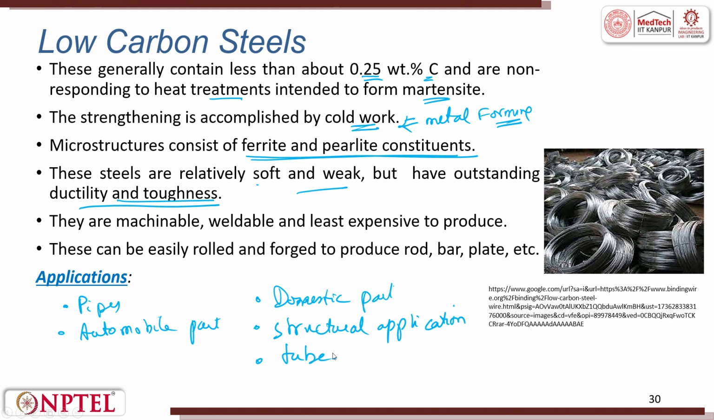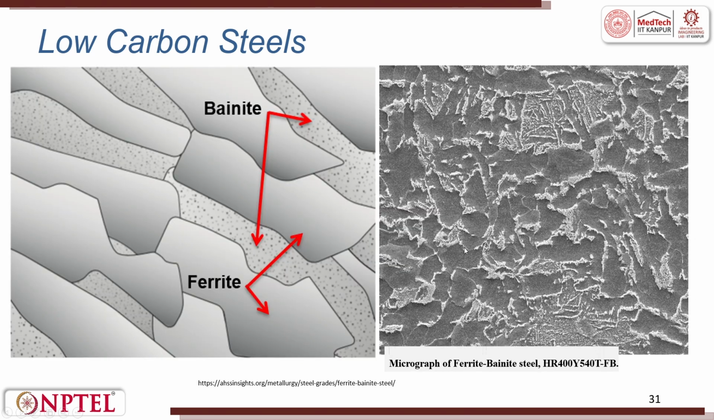Okay. So, they are machinable, weldable and least expensive to produce. They can be easily rolled or forged to produce rod, bar, plate, etc. Springs and wires can be made from here. So, this is the microstructure when you look into the low carbon steel. We will have a detailed discussion about it when we do heat treatment. So, you will see ferrite structures here, these are ferrites, and these dot-like structures are bainite, and these are carbon. When you take it to a lower temperature, the carbon gets diffused.